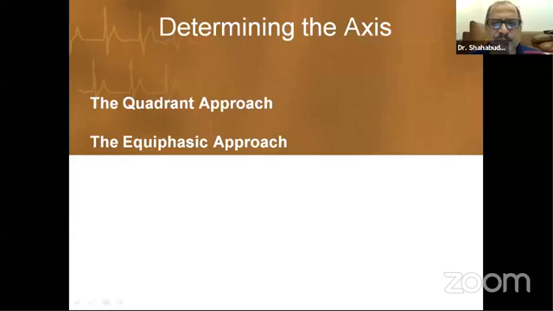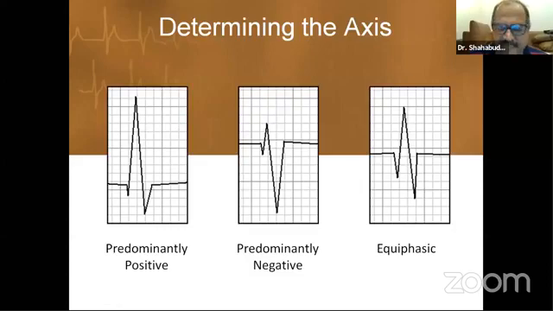There is another approach, that is the quadrant approach or equiphasic approach. In this complex the deflection is predominantly positive, in this one it is predominantly negative, and this one is equiphasic. That is, the positive deflection and the negative deflection are almost the same, so it is equiphasic. But here the negative deflection below the isoelectric line is larger, so it is predominantly negative, and here the positive is larger, so it is predominantly positive. We use this equiphasic formula.